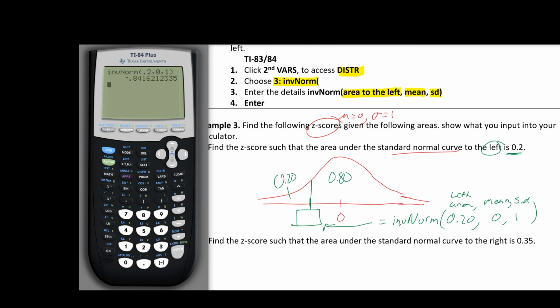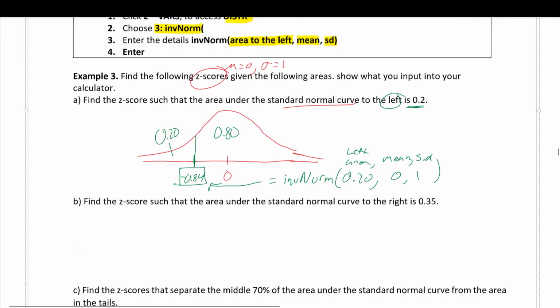Press enter, and we get a negative number. Well, it does make sense because anything to the left of 0 should be negative. Part B, find the z-score such that the area under the standard normal curve to the right is 0.35.